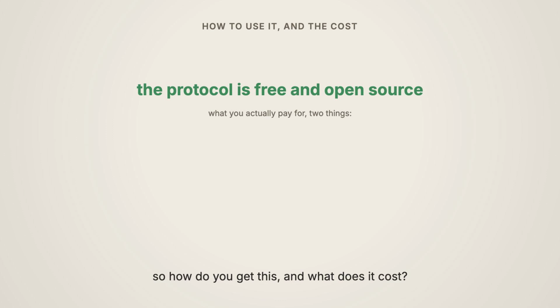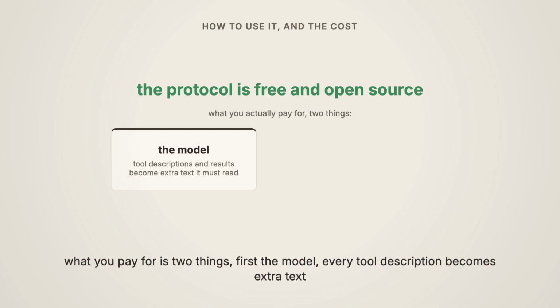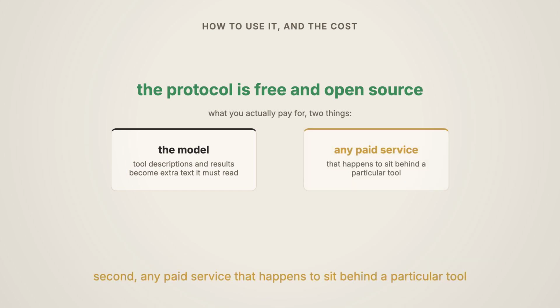So how do you get this, and what does it cost? The protocol itself is free and open source. The specification and the official toolkits cost nothing. What you do pay for is 2 things. First, the model. Every tool description and every tool result becomes extra text the model has to read, and you pay for the model's usage by the amount of text it processes, so a big pile of tools adds up. Second, any paid service that happens to sit behind a particular tool.